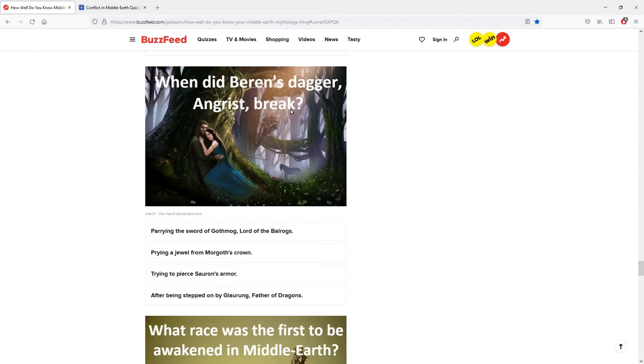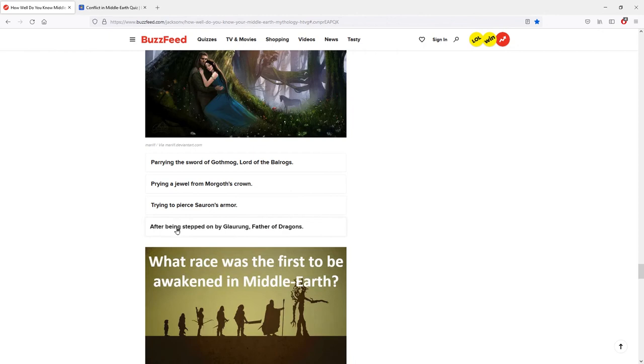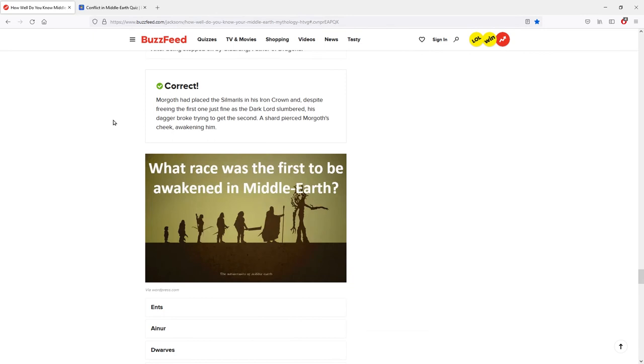Parrying the sword of Gothmog, Lord of the Balrogs, prying a jewel from Morgoth's crown, trying to pierce Sauron's armor, after being stepped on by Glaurung, father of dragons. He didn't fight Gothmog, he didn't fight Sauron, and he didn't fight Glaurung, so it's the second one. Morgoth had placed the Silmarils in his crown, and despite freeing the first one just fine, as the Dark Lord slumbered, his dagger broke trying to get the second. A shard pierced Morgoth's cheek, awakening him.